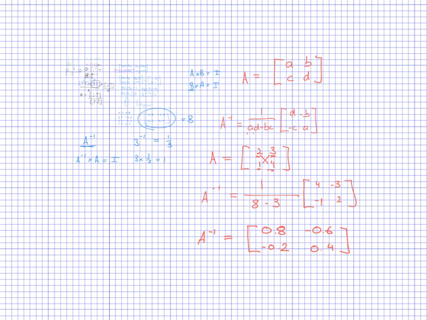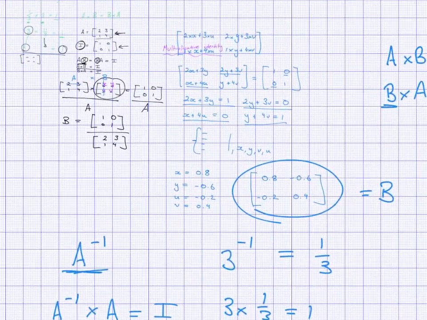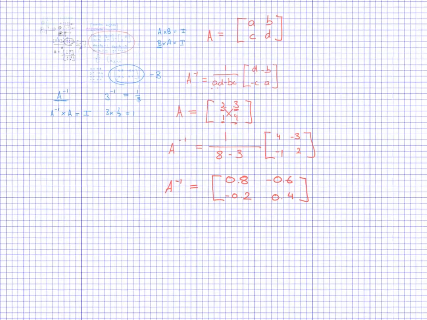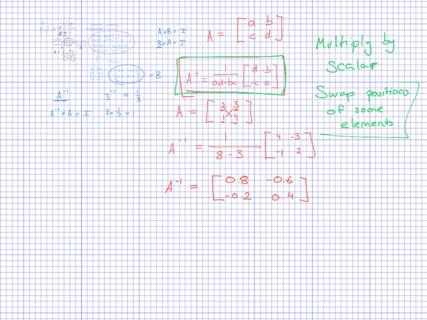All right, so we've managed to go two different ways. The first way was using simultaneous equations in here, and the second way was using the little formula here: 1 over AD minus BC multiplied to the front of D, minus B, minus C, A. All right, it's very important that you remember there's two steps. You have to multiply by the scalar and swap positions of some elements. All right, so two steps here.